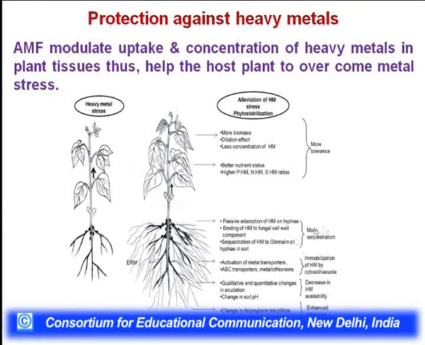It is also helping in the sequestration process: passive absorption of heavy metal on hyphae, binding of heavy metal to fungal cell wall components, sequestration of heavy metal to glomalin on hyphae in soil. All these things are happening when a plant is colonized by mycorrhizal fungi and growing under heavy metal stress. Another thing is immobilization of heavy metal by cytosol vacuole, activation of metal transporters.